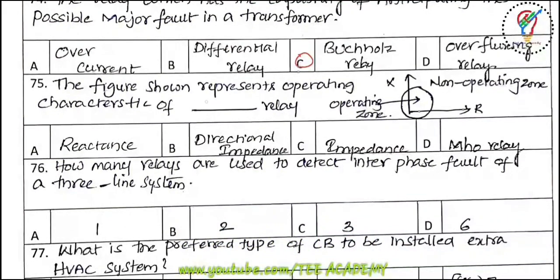The figure shown represents operating characteristics of a dash relay. So see here, there is an operating region inside the circle and a non-operating zone outside the circle. The options are reactance, directional, impedance, mho relay. The answer is mho relay.